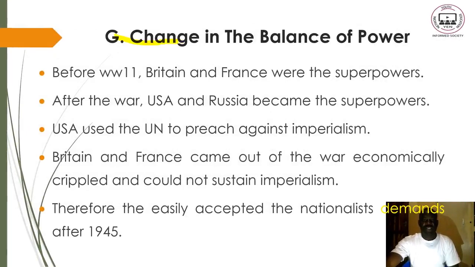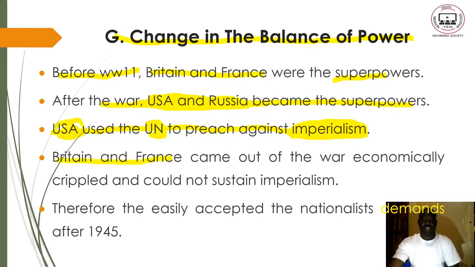And another factor for the rise of nationalism in Kenya was the change in the balance of power. So look at this. Before the Second World War, Britain and France were the superpowers. But after the war, USA and Russia became the superpowers. Remember, we have dwelt much on the same when we talked about the Cold War. The two superpowers that were fighting were USA as well as Russia. So USA used the UN to preach against imperialism. On the other hand, USA had no colony. With that, they were fighting against imperialism. So they were using the United Nations.